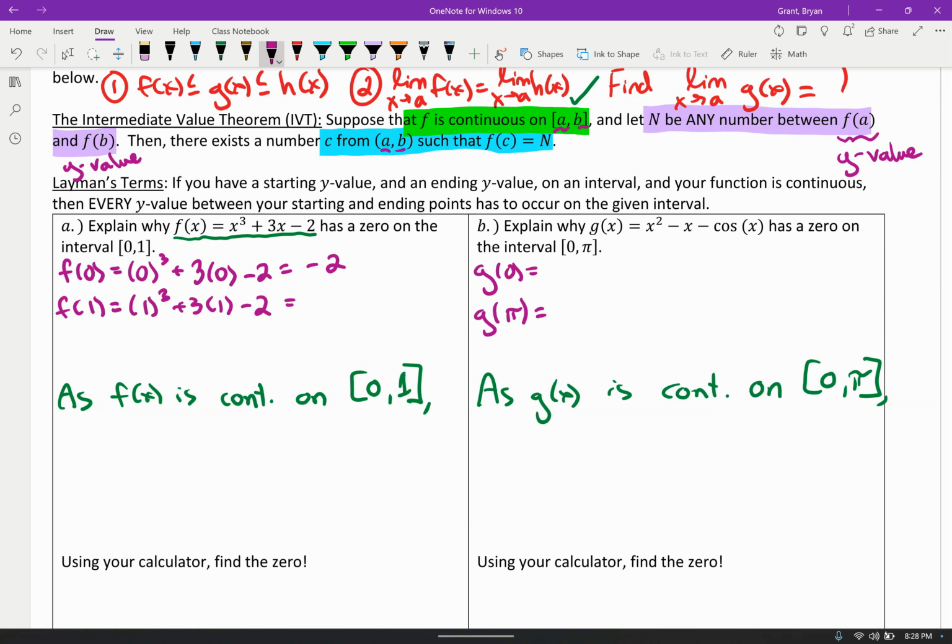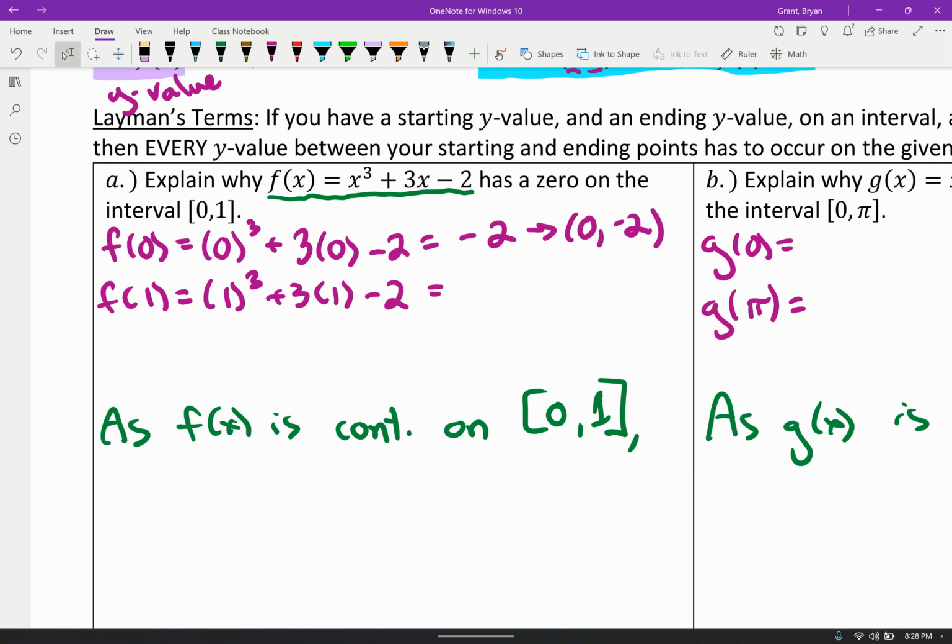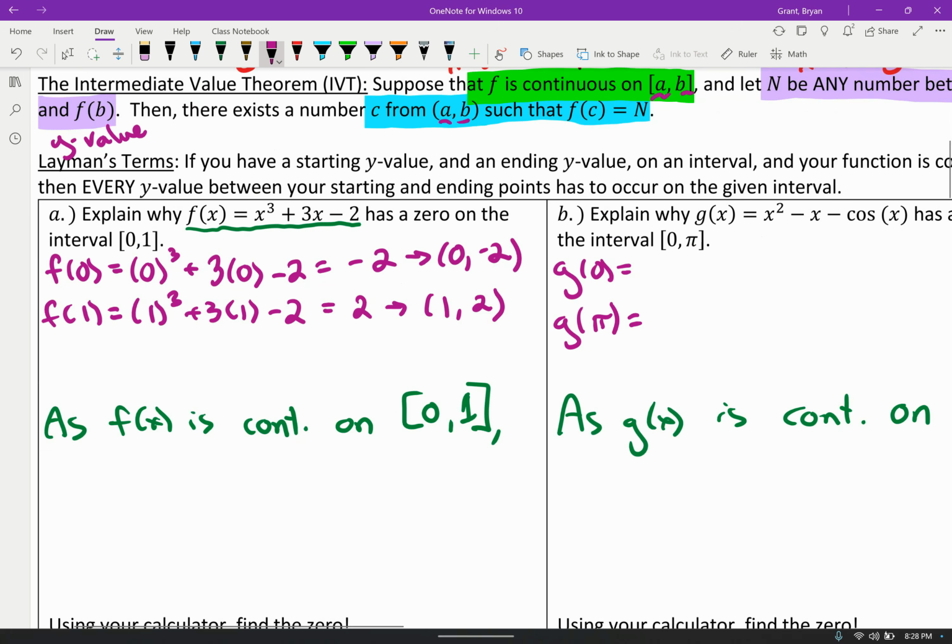Okay, so I'm seeing -2 for the top, right? That means I made the point 0, -2. And I guess I should zoom in. If I substitute in 1 plus 3 is 4, minus 2 is 2. And so I believe that makes the point 1, 2. Not too bad. Let's try the other side.